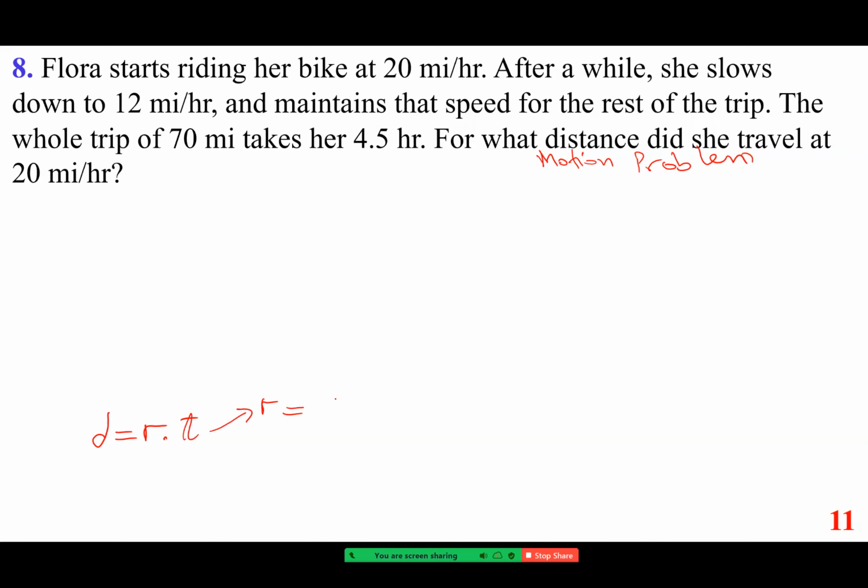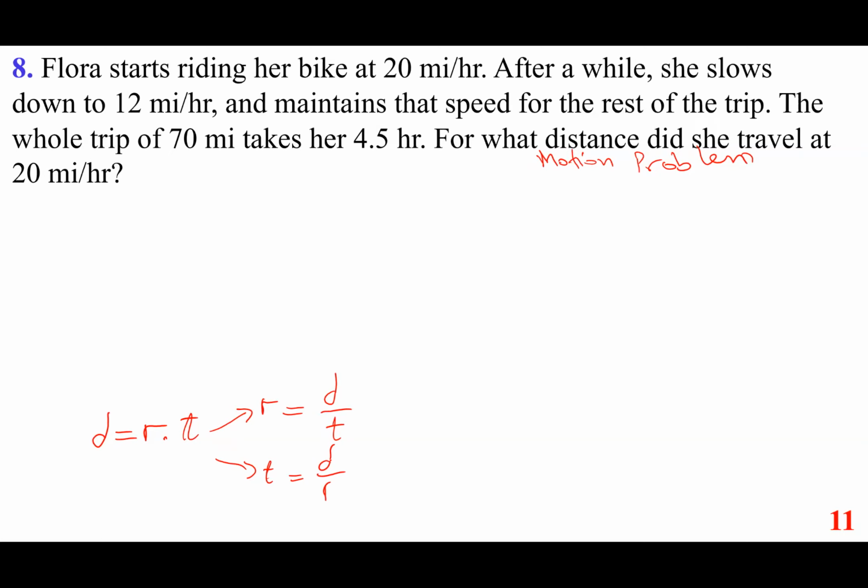R is D over T and T is D over R. The point being, when we know motion problem, when we know D equals RT, the other two equations come from it because one may be given, the other ones are missing. It's extremely important to understand the concept.